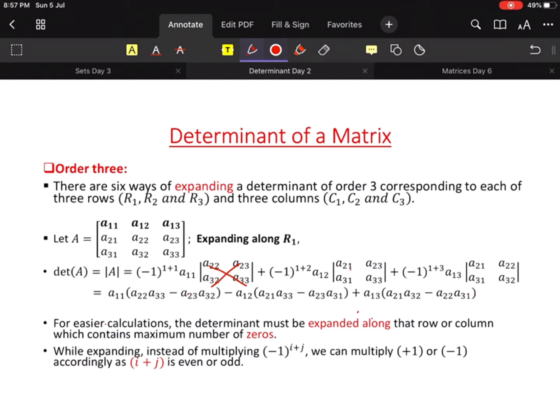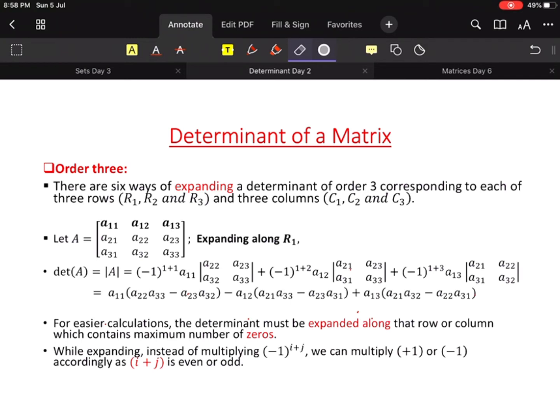Understood? Now (-1) to the power 1 plus 2: 1 plus 2 is an odd number, so (-1) cubed is minus. A12, again multiply these two, then minus these two. Then (-1) to the power 1 plus 3: 1 plus 3 is 4, and (-1) to the power 4 is plus 1. So plus A13, multiply these two, minus multiply these two. This is how we expand a matrix along row 1.